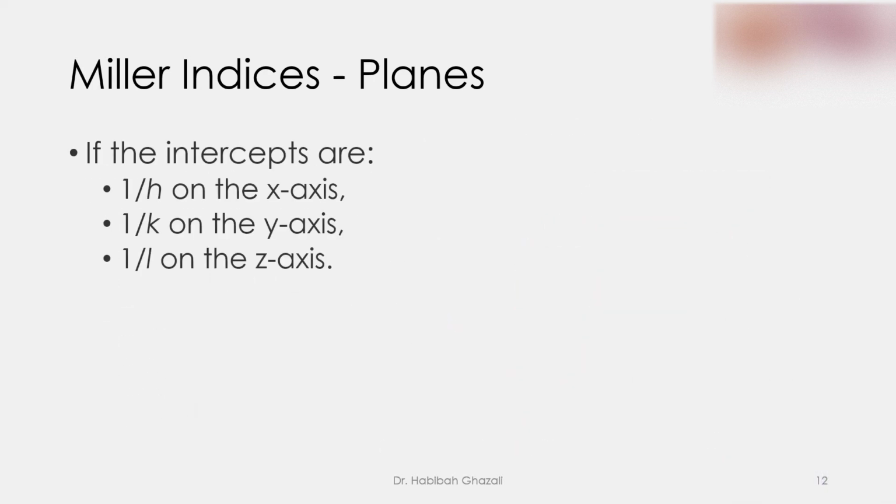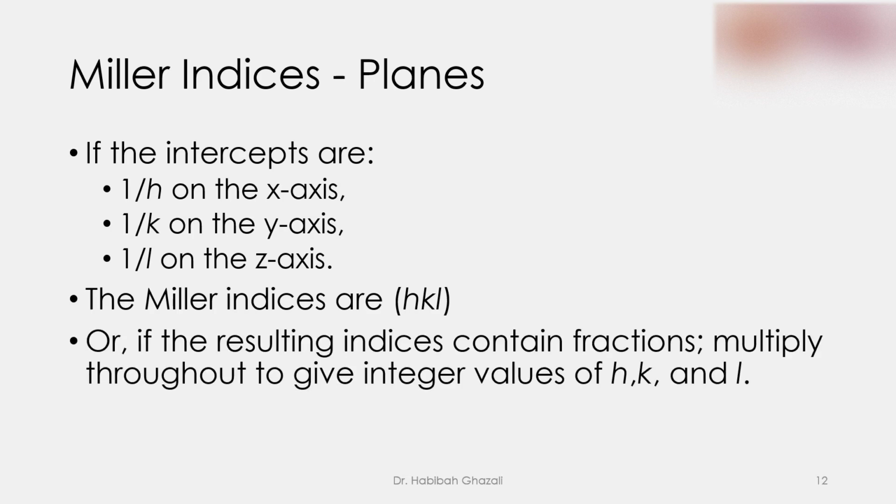If the intercepts are 1 over h on the x-axis, 1 over k on the y-axis, and 1 over l on the z-axis, the Miller indices are hkl. Or if the resulting indices contain fractions, multiply throughout to give the integer values of h, k, and l.